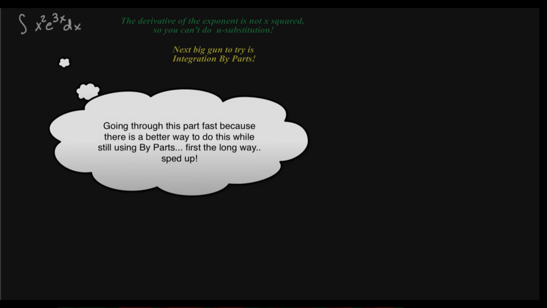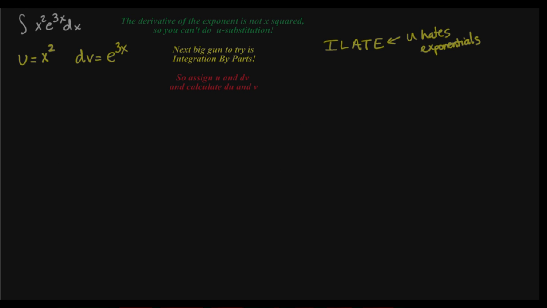So we go through the same routine as on the previous problem, and we assign our u and dv. Our u and dv are based on ILATE, and if you remember, ILATE has e at the very end, so u hates being an exponential. It will take anything else over an exponential. So if you let the algebraic term equal your u, then your exponential term has to be your dv. And I technically did forget dx, so let's write it in there.